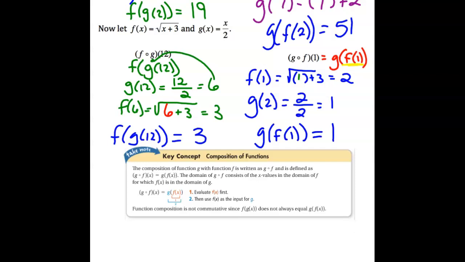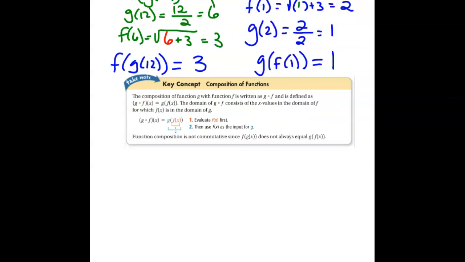So in all of the examples we've done so far, we've had a value that we've been given to start with. In other words, they said find f of g of 1 or g of f of 1, f of g of 12. They've given me a starting number to plug in for x. We can do compositions that are more generic, where we just have an x still in the problem. It says the composition of function g with function f, written like this, again with that open circle, is defined as this.